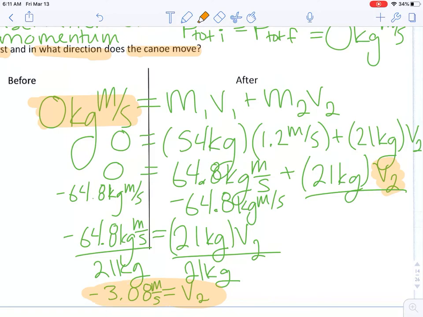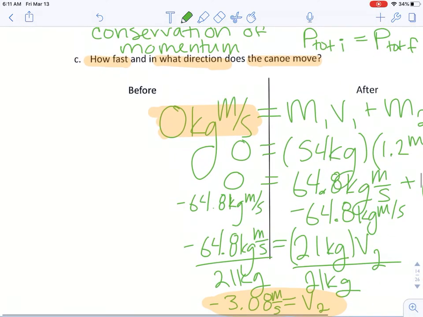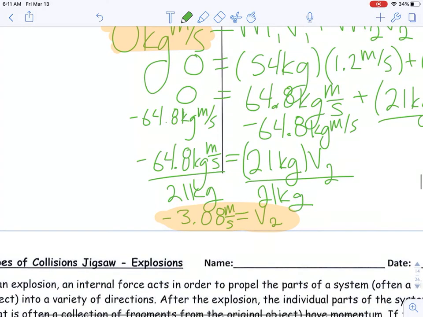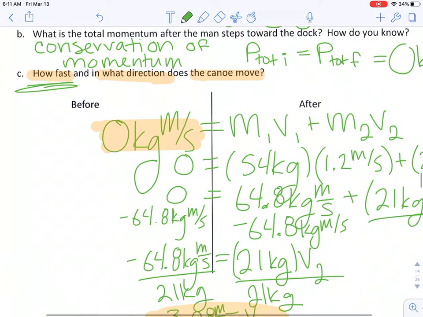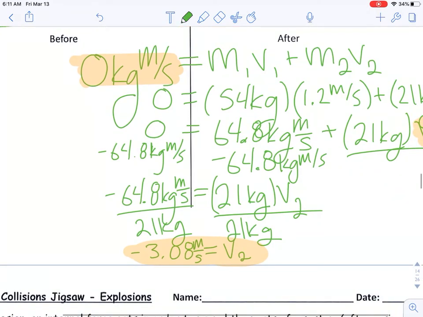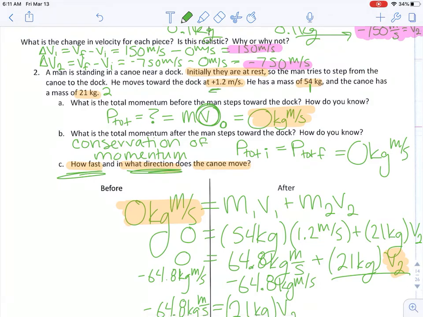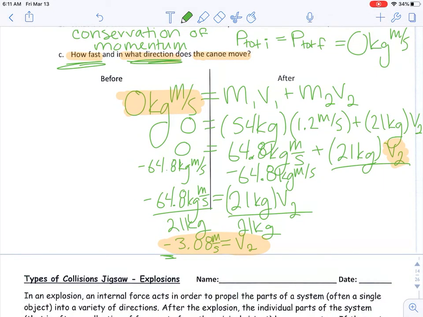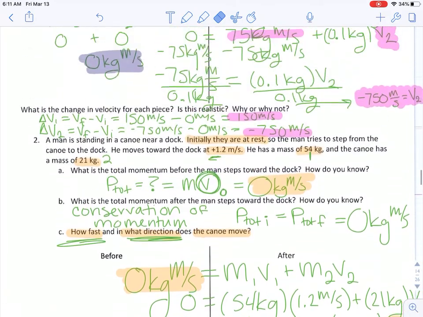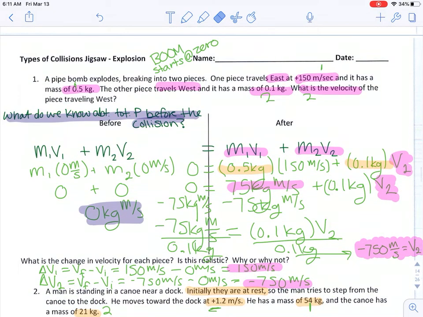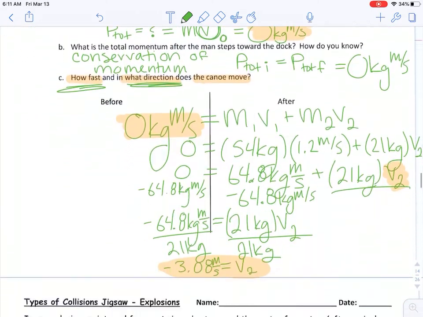So it was asking me though, and I want to make sure I fully answer the question, right? It asked for how fast, and how fast is 3.08, and then it also says what direction, and I have that right here with the negative, right? So if my man had a positive direction, my canoe has a negative direction. And so I've answered both parts of my question. All right, so that was how to do explosion calculations. The big difference here, remember, is that the left side is 0. It's always done for us.